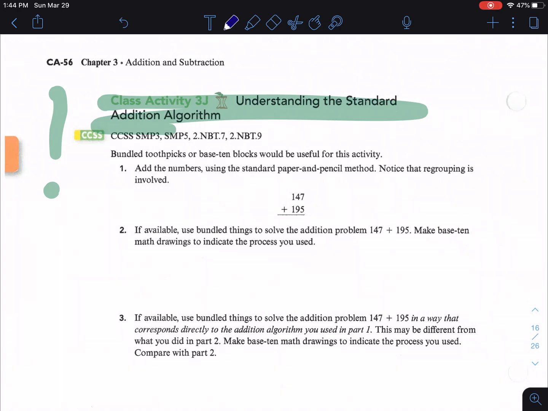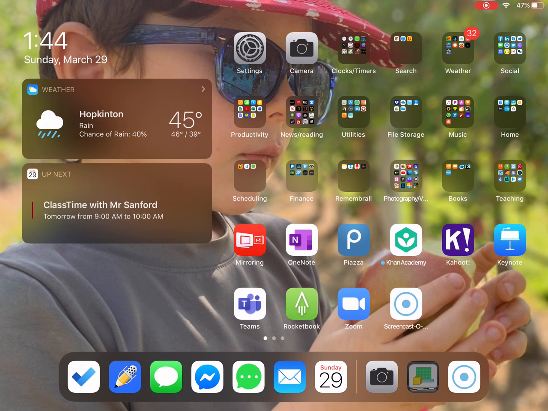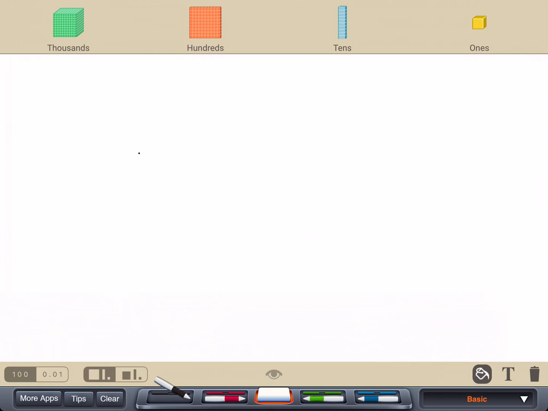Okay, so our next topic of conversation is the standard algorithm. Why do we call it standard algorithm, and how does that connect to what kids already know coming into this grade and this particular content? So first of all, let's see what kids already know when they come into this particular lesson. Let's take an example of 147 plus 195, and let's model that.